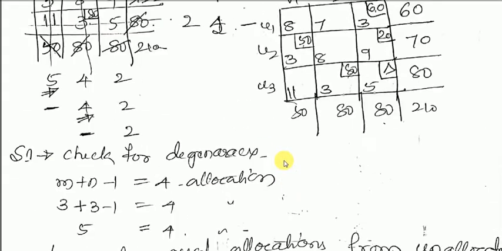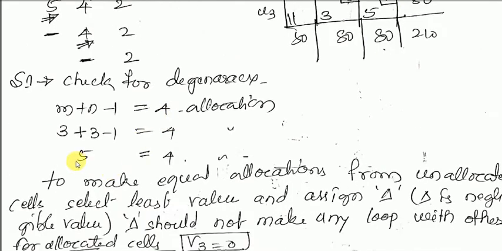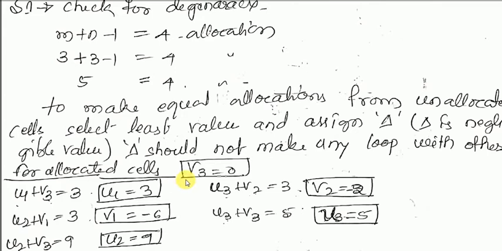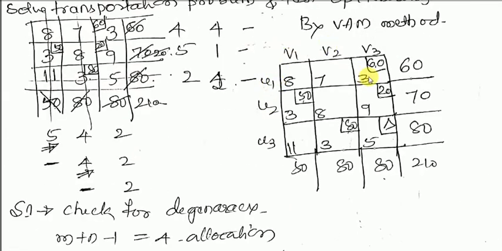Once again the same procedure for allocated cells, because now the allocated cells are equal: 1, 2, 3, 4, 5. 5 equal to 5 I have made. Now we can go for the same procedure by the MODI method. For allocated cells we have to calculate U1, U2, U3 and V1, V2, V3. For the allocated cell, U1 plus V1 equals 8. Next, for the allocated cell, U1 plus V3 equals 3.